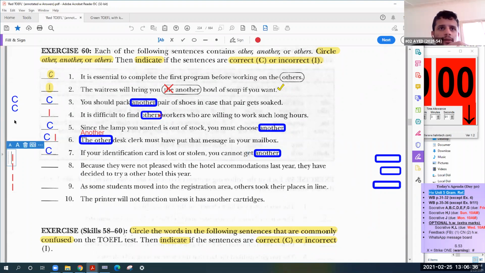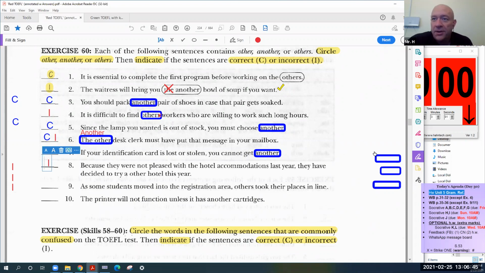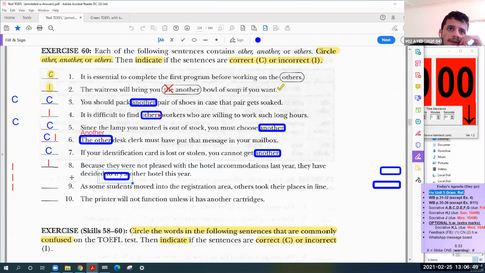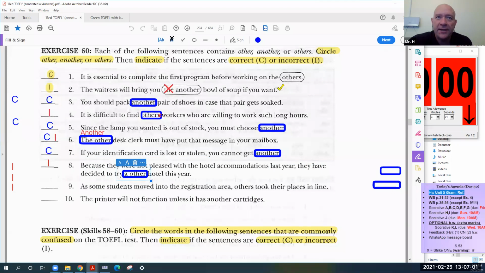Ayed, number 8. Incorrect. You sure about that? Where should I put the circle? Other. You see the problem? That's too easy, this example, right?